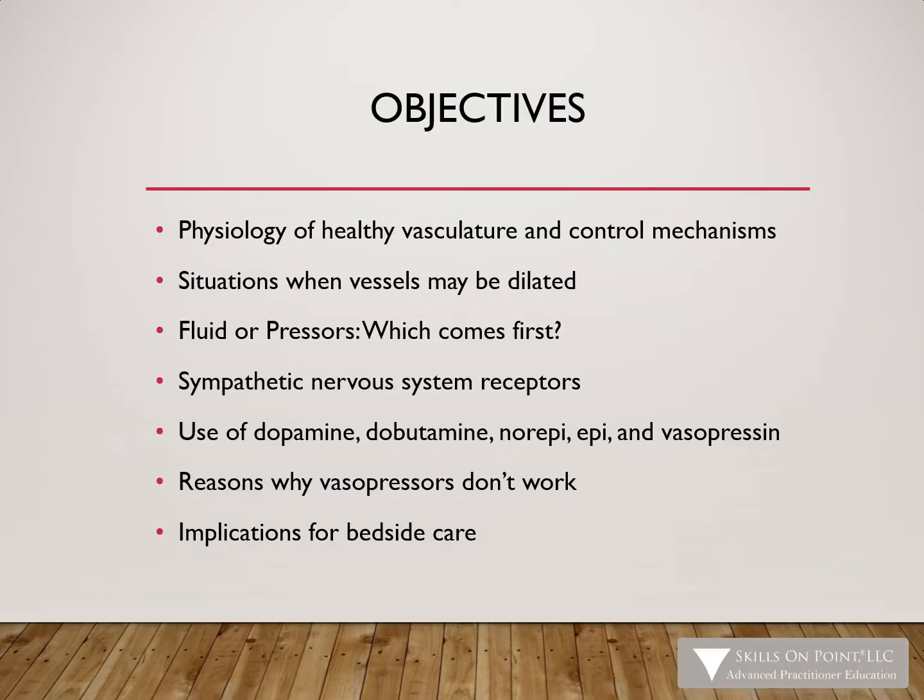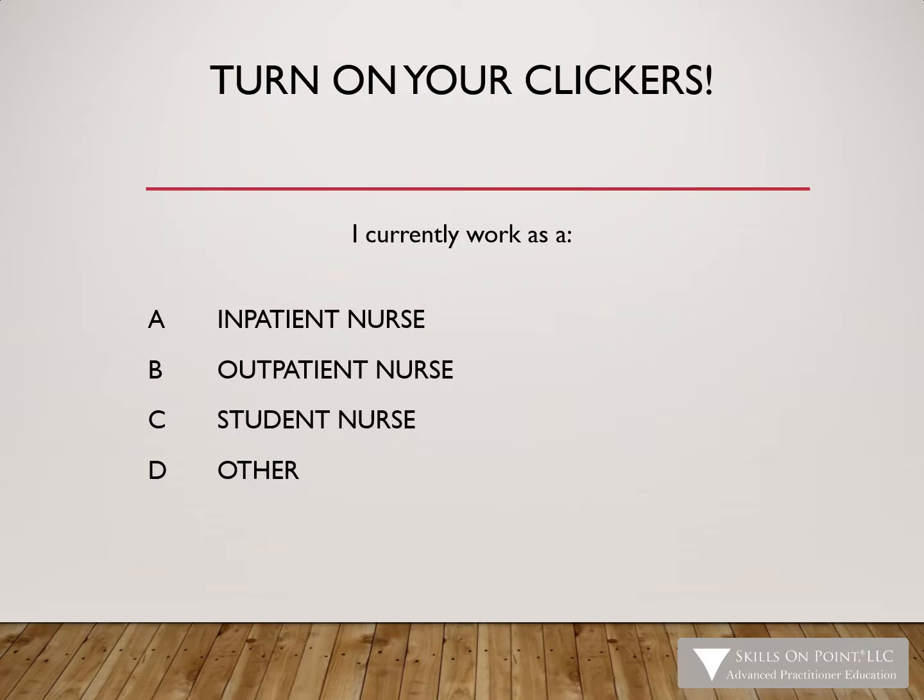What are we going to talk about? We're going to talk about the physiology of healthy vasculature and control mechanisms, situations when your vessels may be dilated when they shouldn't be. Do we give fluid? Do we give pressors? Which comes first? Basically, we're going to talk about the nervous system, different drugs, reasons they don't work, and then your implications as a bedside nurse.